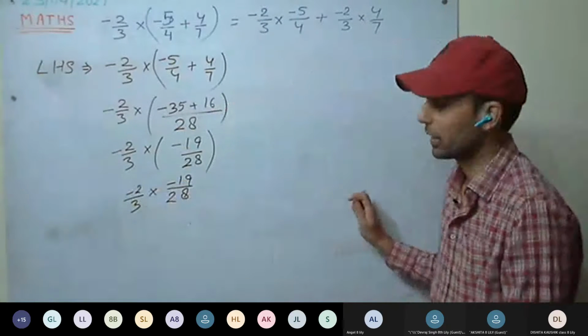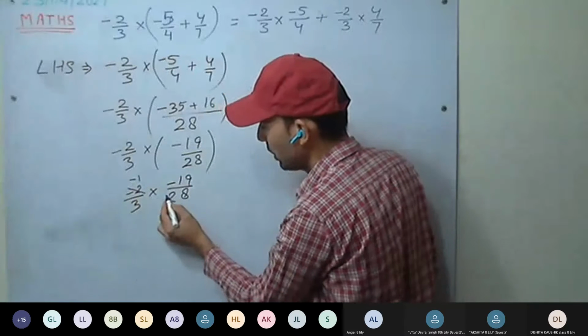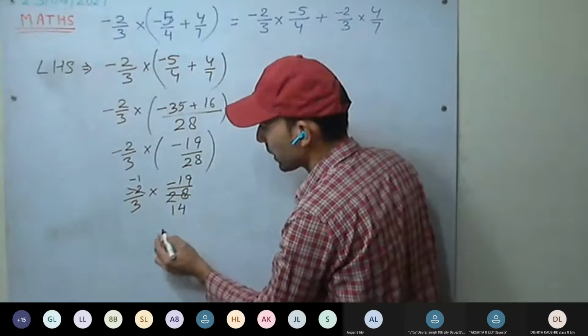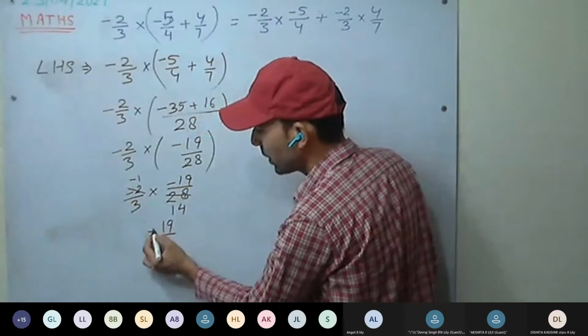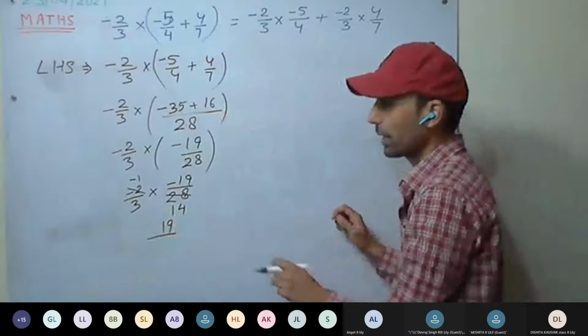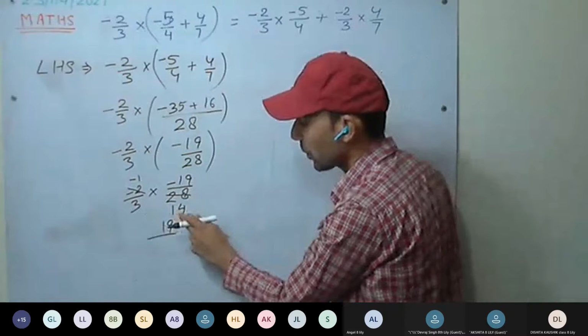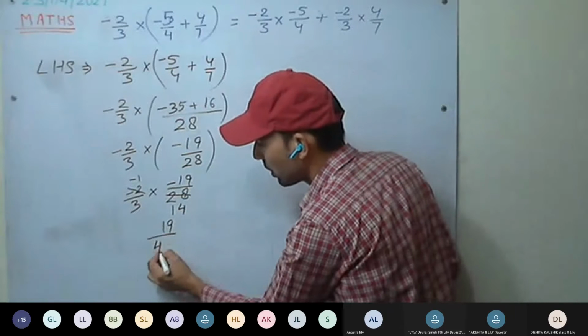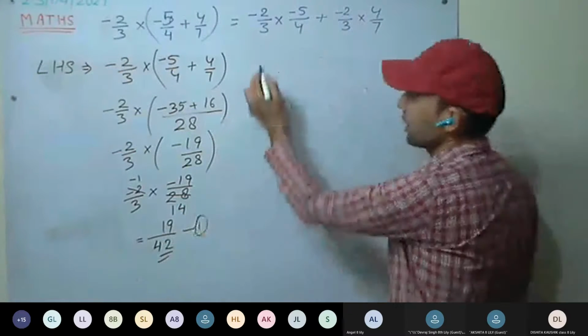Common factor, we will cancel them. So minus 2 by 2, minus 1, here 14. Minus 19 upon, minus into minus will be plus. Minus 1 into minus 19, 19. And here how much will it be coming? 42. So this is our first answer.